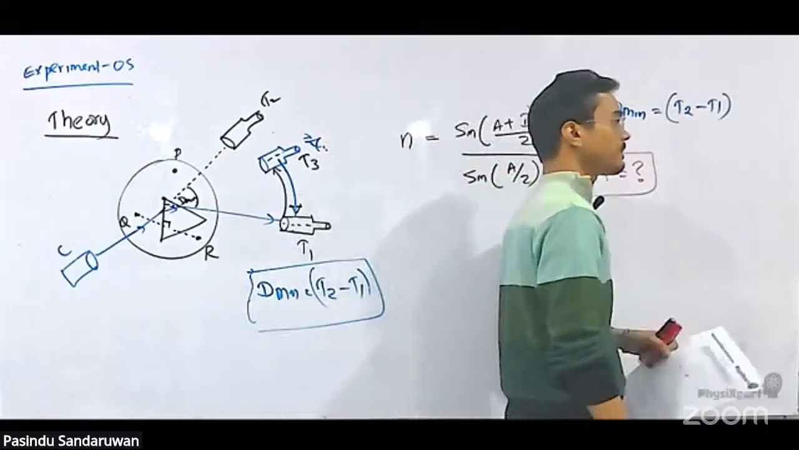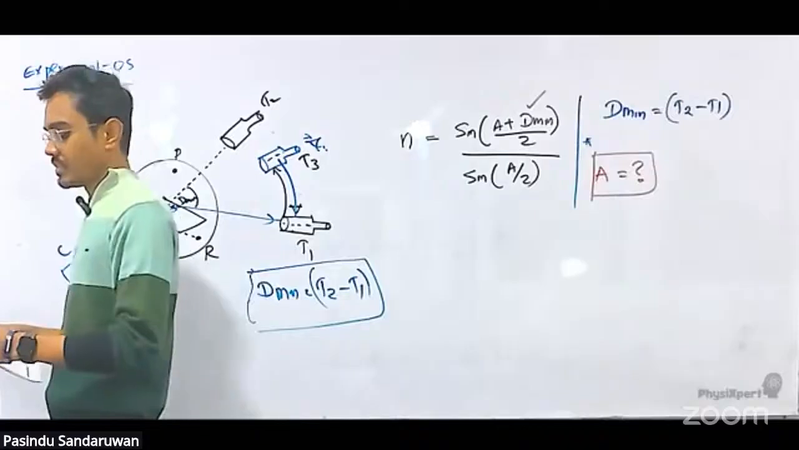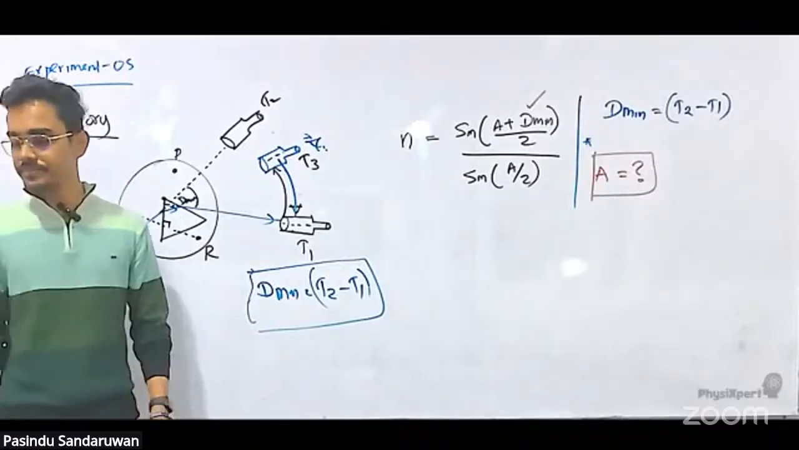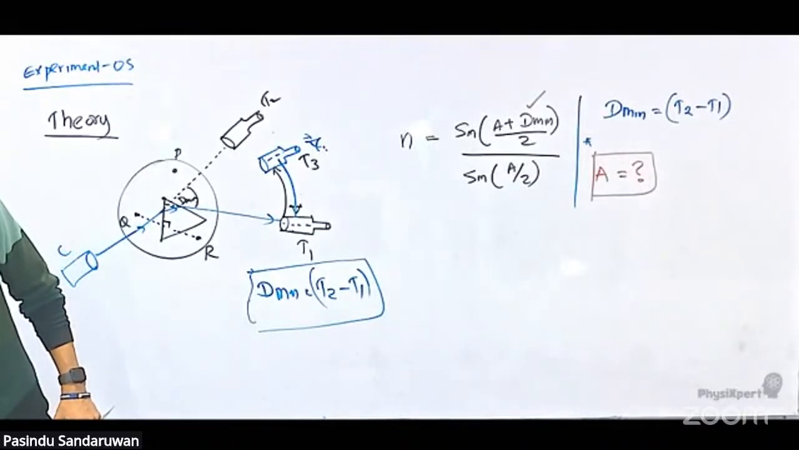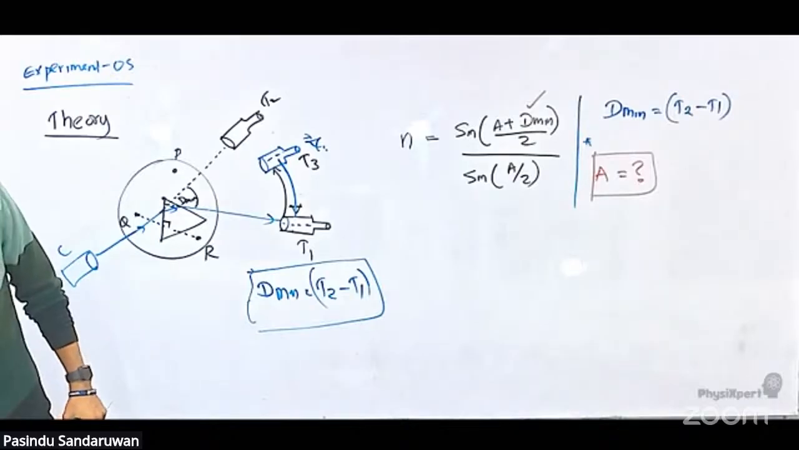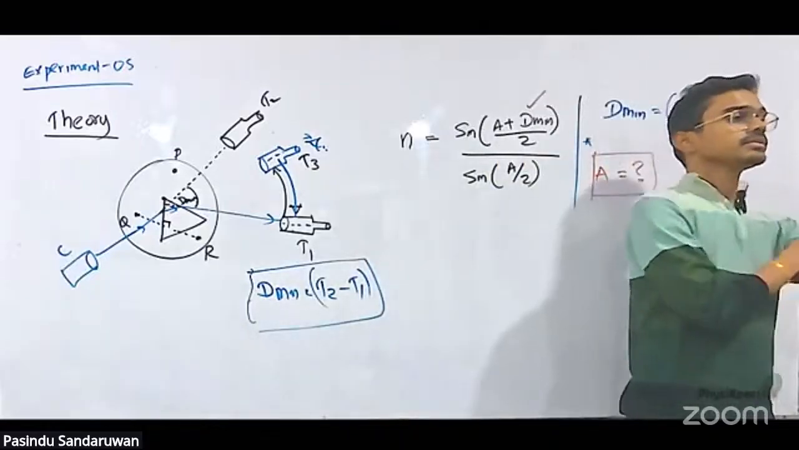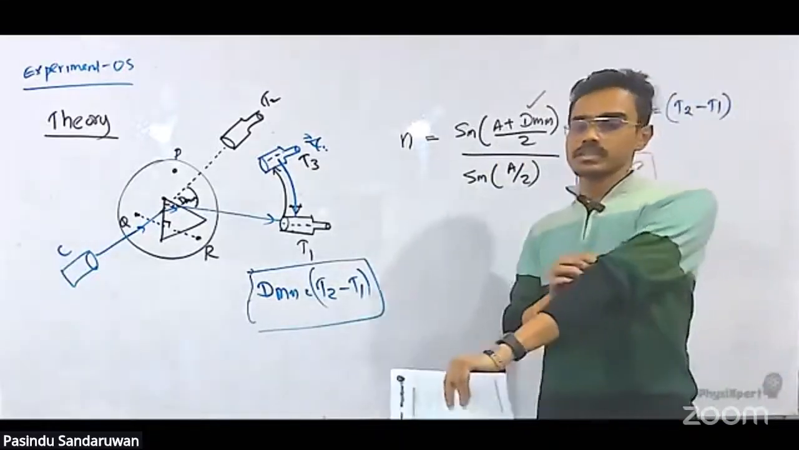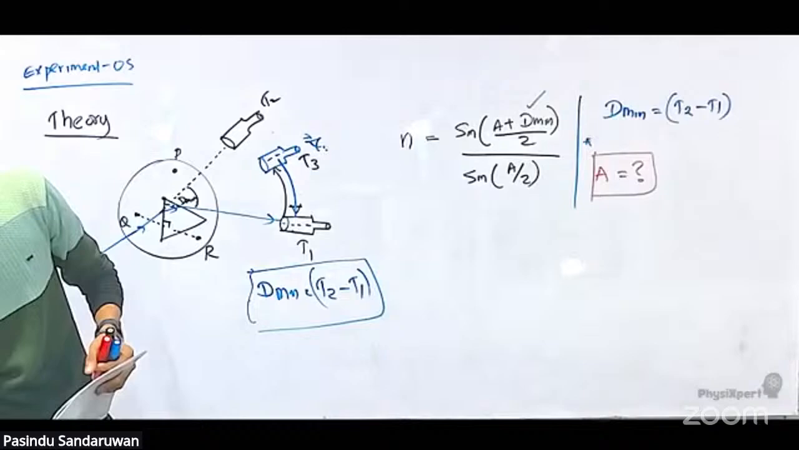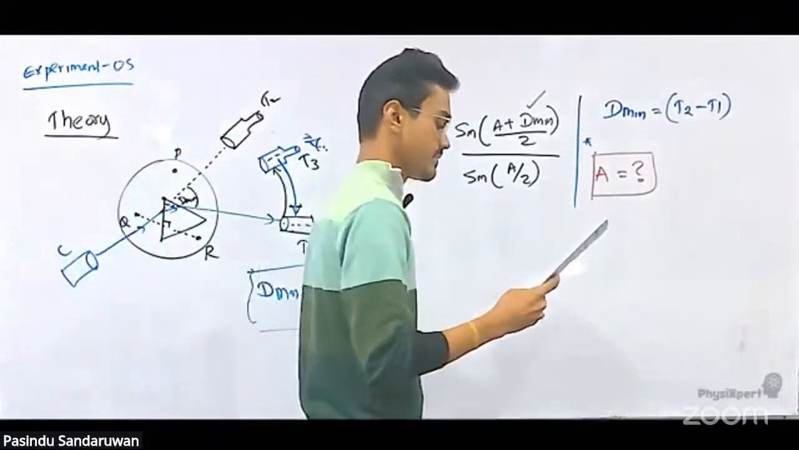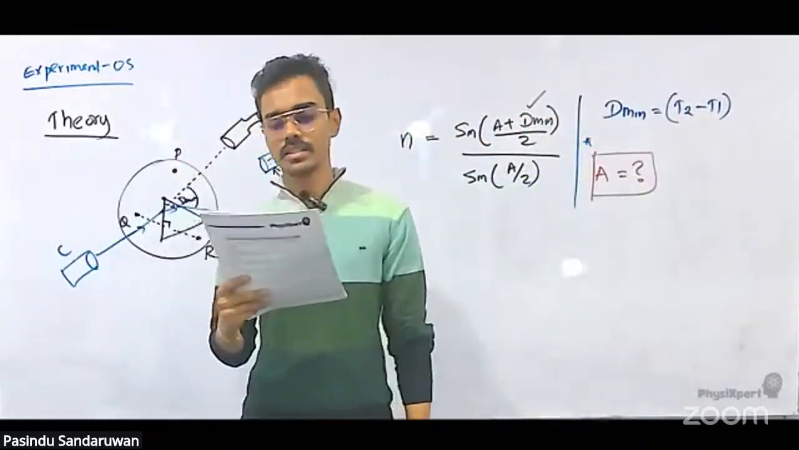Right, write down below: use the value obtained for the prism angle from the previous experiment. Right. So quickly go through what is given here.